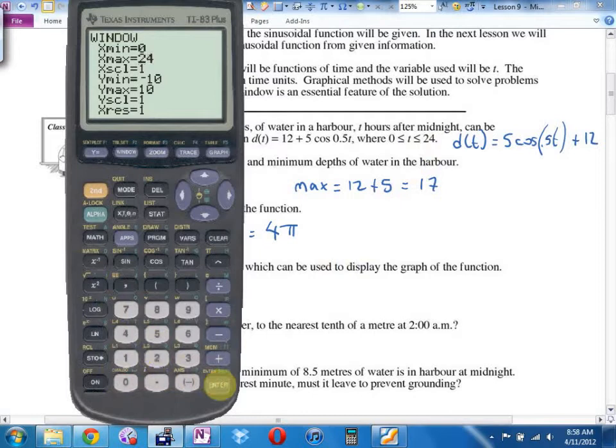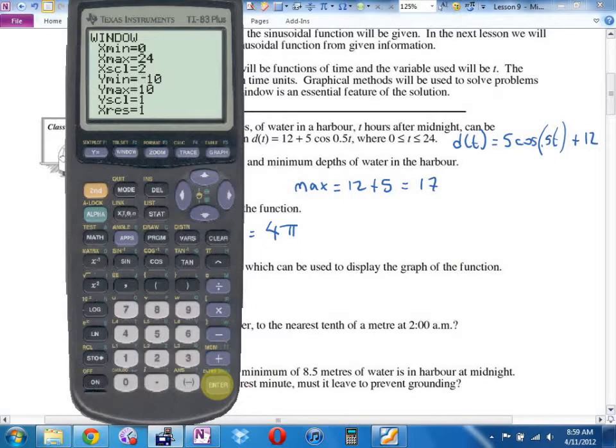Scale, I think going up by ones is going to be too crowded for me to read. How about let's go up by twos? Every 2 hours, put a hash mark. Y min, what's the lowest this graph gets? What did we answer in part A? What's the lowest it gets? 7. What's the highest it gets? 17.